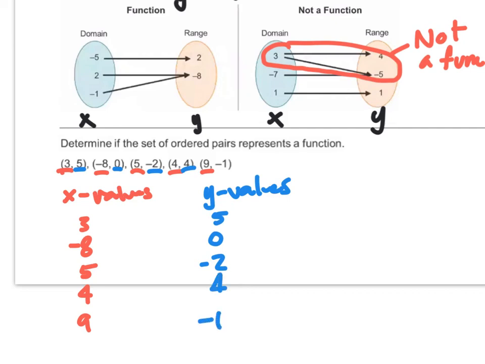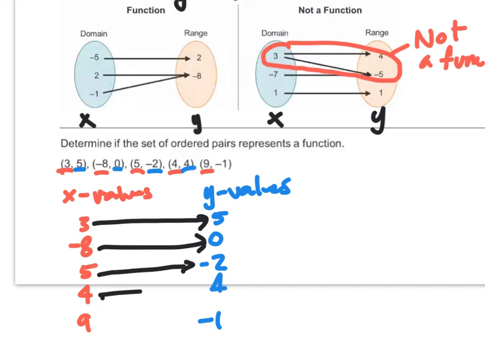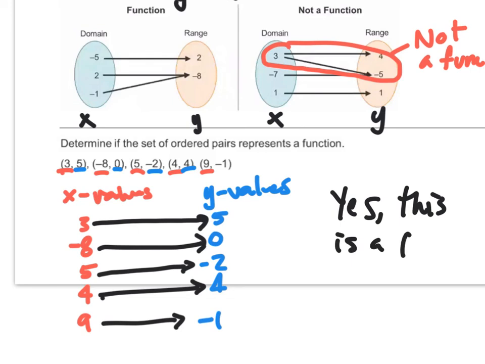Now the question is, 3 only goes to 5, right? 8 corresponds with 0. 5 corresponds with -2, 4 corresponds with 4, 9 corresponds to -1. So if I can say that all of my x values only go to one y value, then yes, this is a function. Notice the root word of function is fun. We're having it.